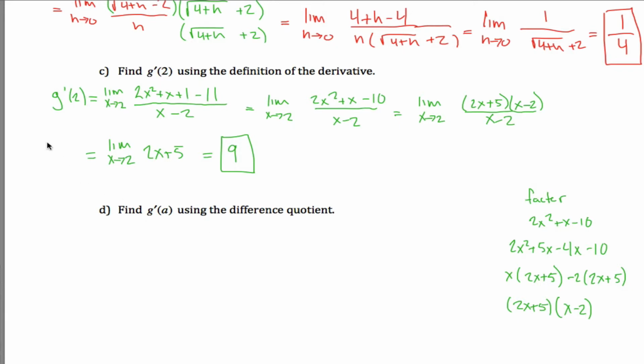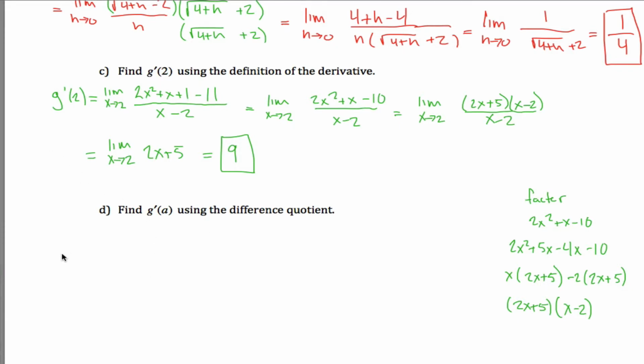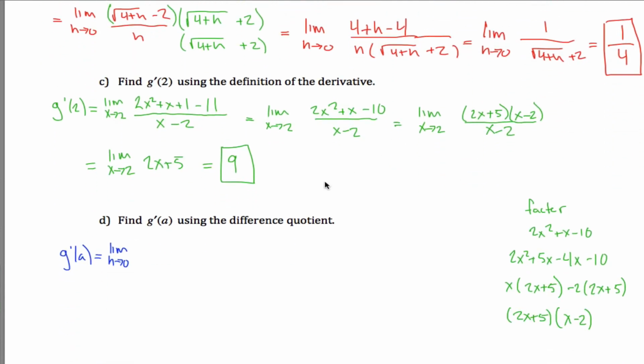Find g prime of a using the difference quotient. All right, so g prime of a using the difference quotient, I'd say it's the limit as h approaches 0 of g of a plus h minus g of a over h.